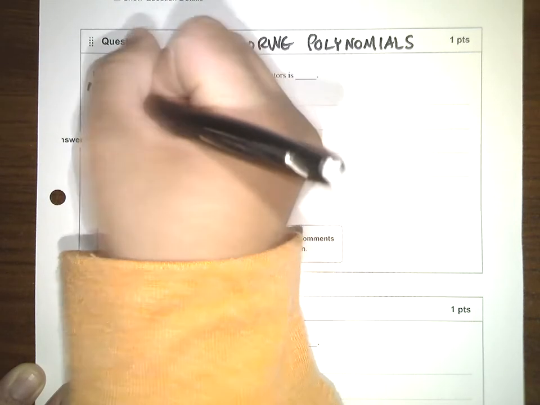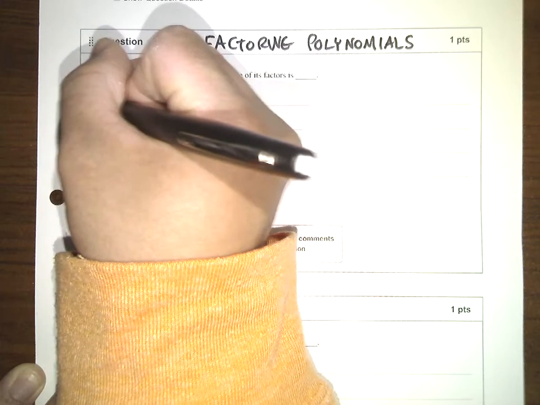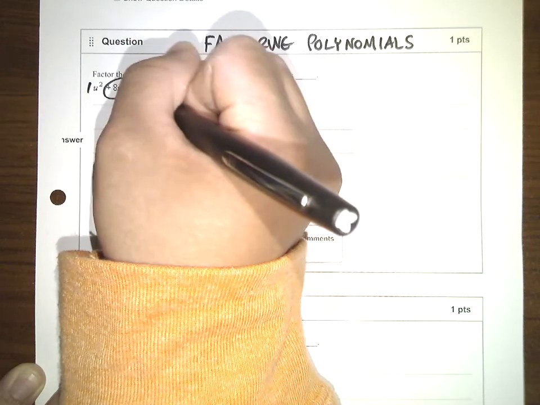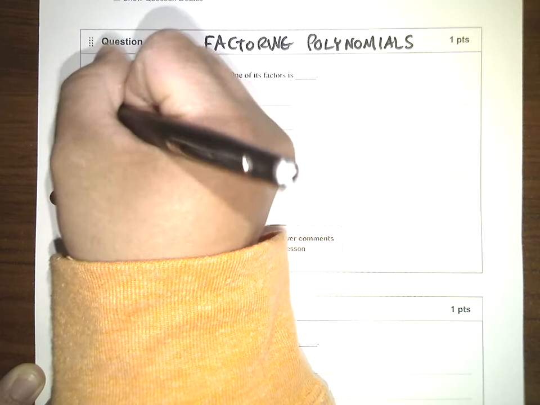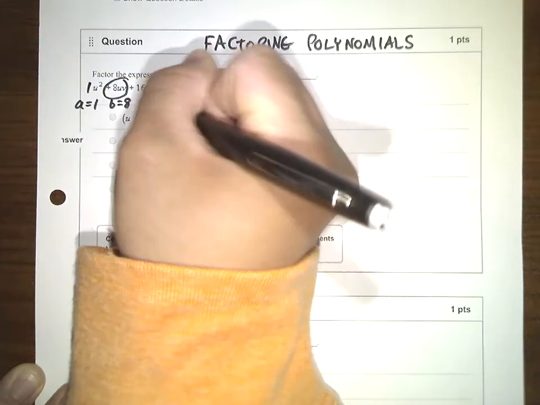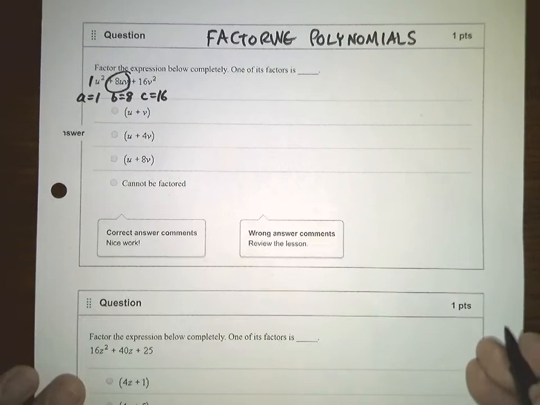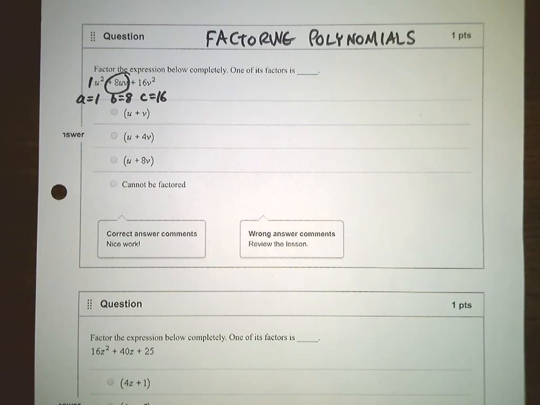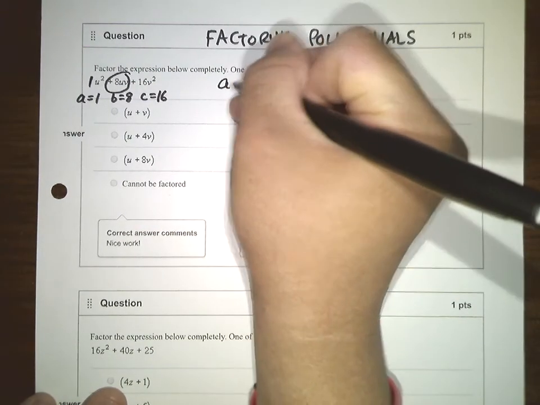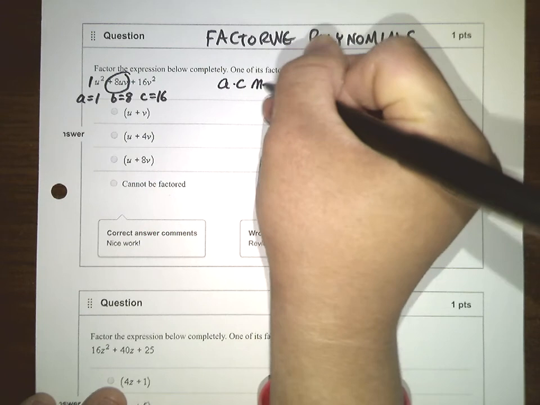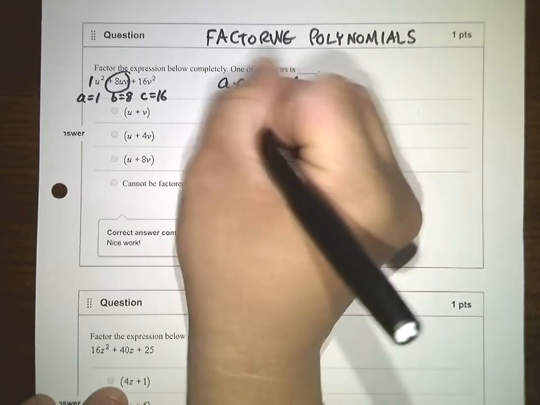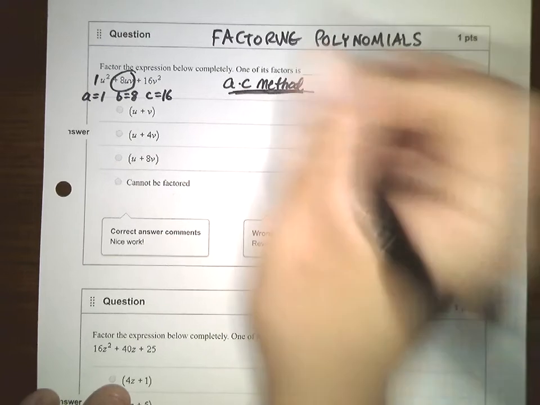So what you do is you look at the coefficients of the three terms. So we have 1u squared, and we have 8uv and 16v squared. I'll label these: a is 1, b is 8, c is 16. Alright, so I need to multiply the a times c. This is called the a times c method. It's one of the methods for factoring. There are definitely others, but this is one of them.